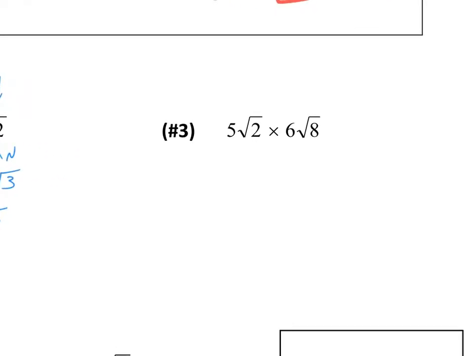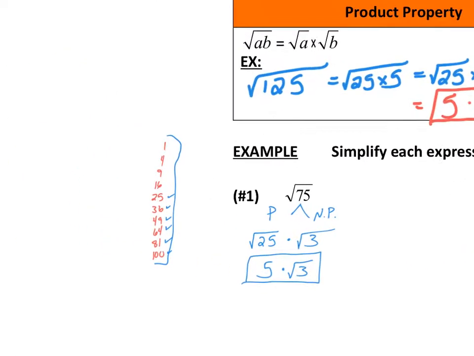Okay, number 3. Let's try to put some things together. What is 5 times 6? 30. Now in the square root, what is 2 times 8? You'd end up getting 2 times 8 is 16. So it's 30 times the square root of 16. Okay? And 16 just so happens to be one of our perfects.